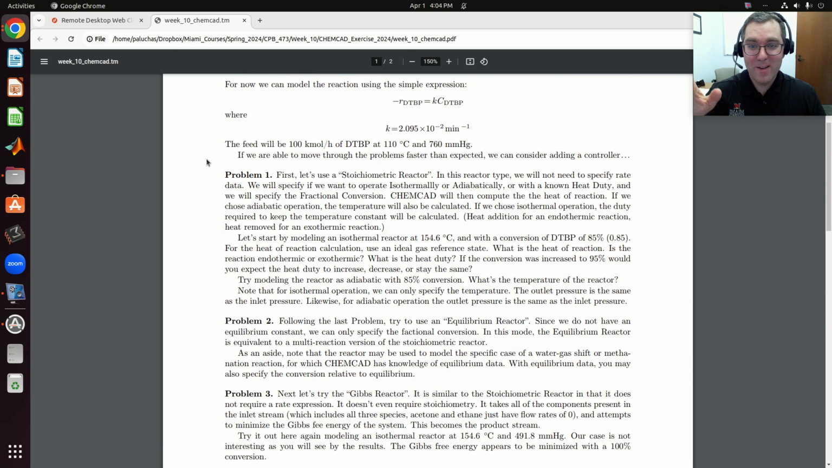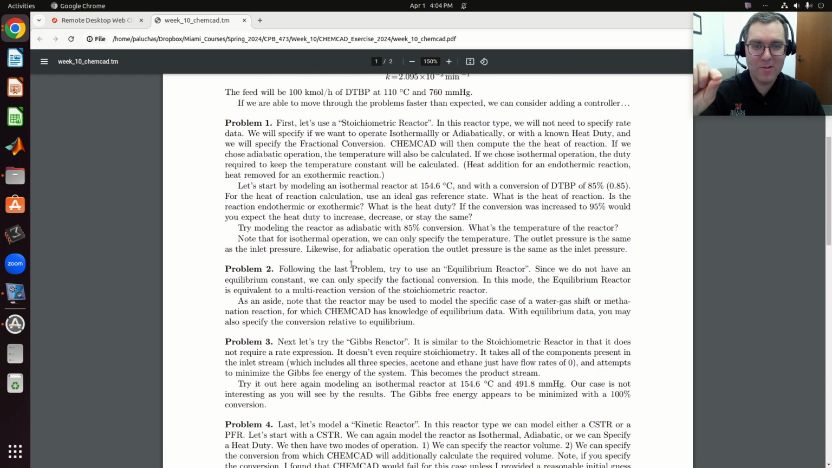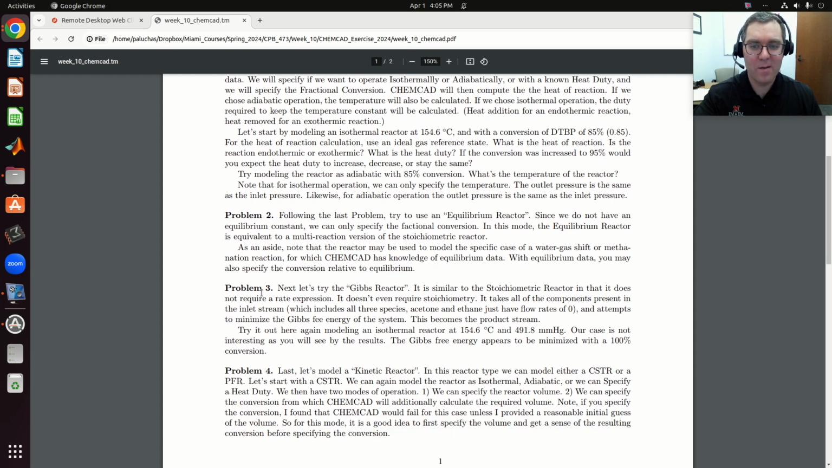All right, so I'm continuing with our flow sheet. Problem one, we had a stoichiometric reactor. Remember, stoichiometric reactor, we could consider a single reaction. We had to specify the chemistry, so the stoichiometry of a reaction and a conversion. Okay, and we could specify if we wanted our reaction to take place isothermally or adiabatically.